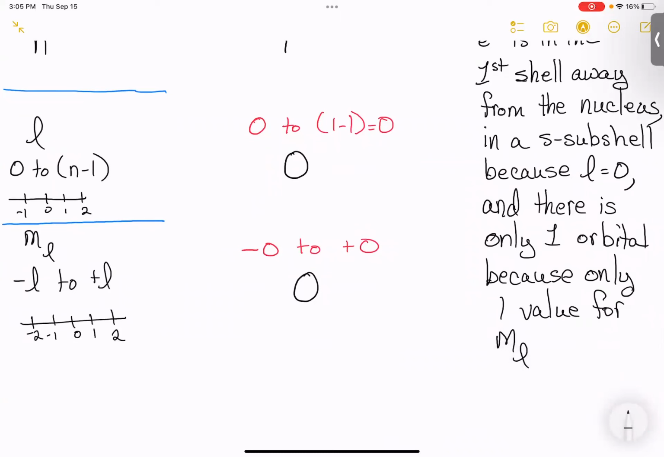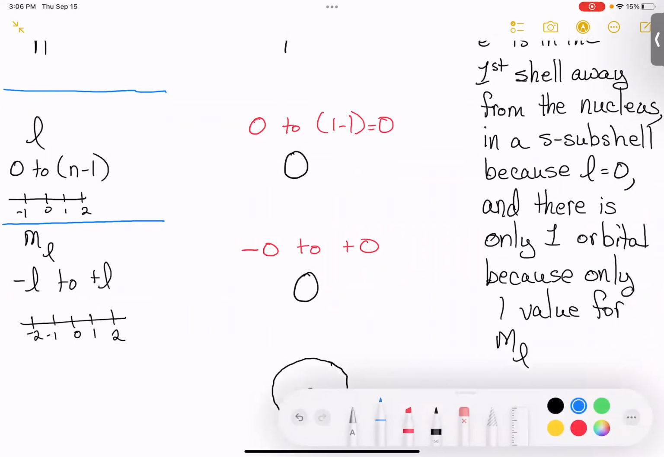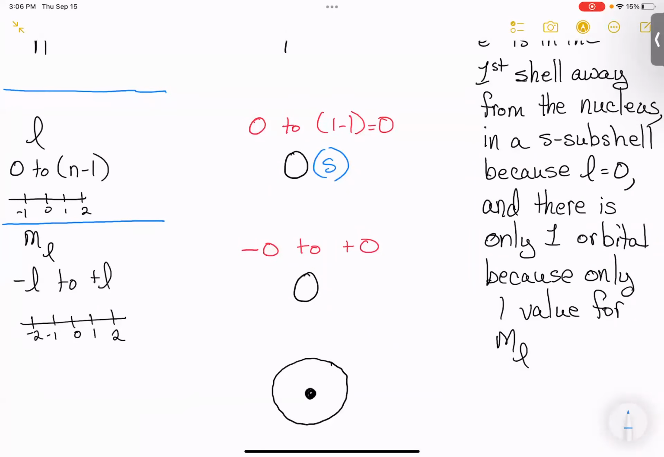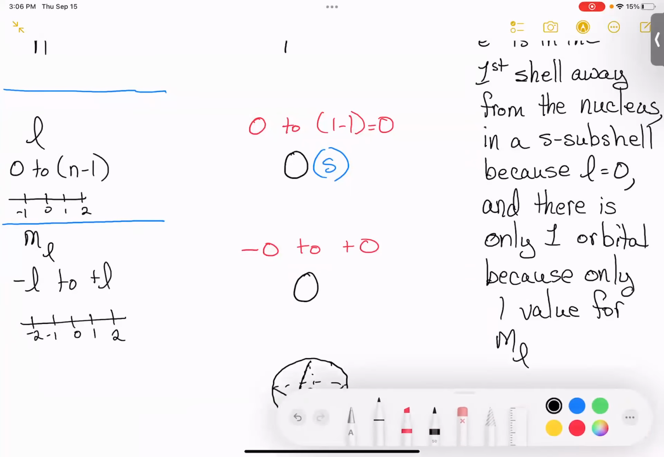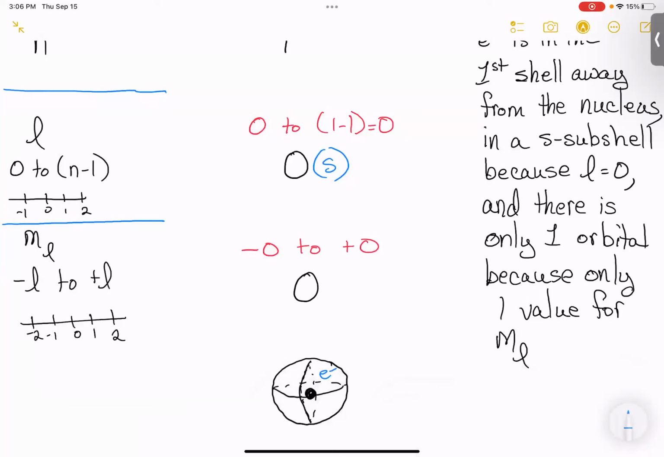Basically, folks, this particular one tells us that we have our nucleus, and the electron is in the first shell away from the nucleus. We have an S subshell, so that means it is spherical, and our electron is in that sphere. There is only one sphere because there's only one orbital.